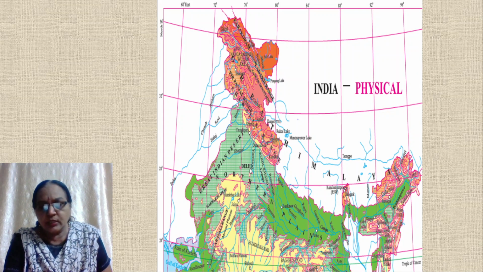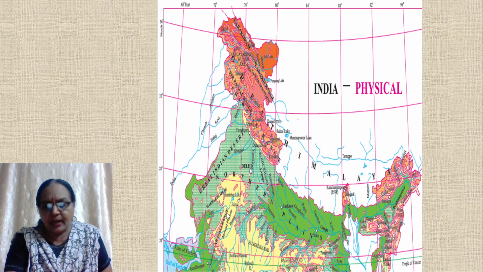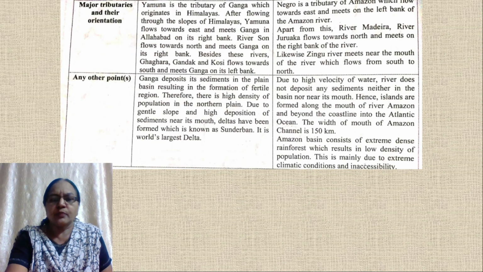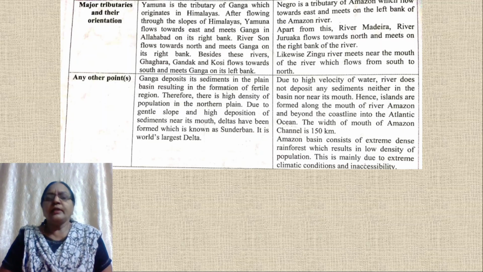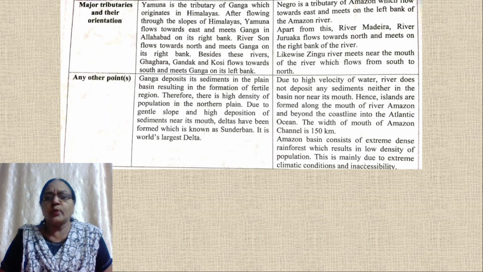Now look at the rivers which meet the river Ganga. We have the Son, Yamuna rivers there. Then Ghagra, Gandak. Then we have Kosi river. All these rivers join the Ganga on the right bank and the left bank. Understood?